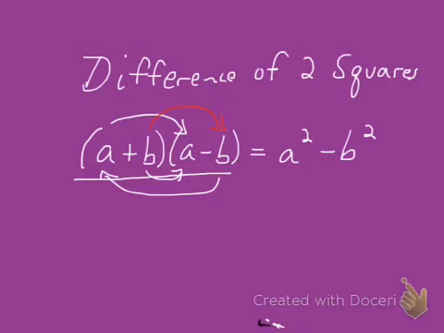So this is called the difference of two squares because this is what it ends up being. You have two squares that are being subtracted. There is no middle term. There's not a trinomial with this. The middle term disappears. Let's take a look at some.